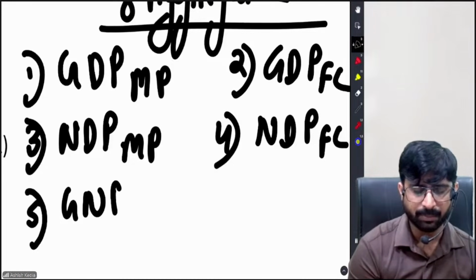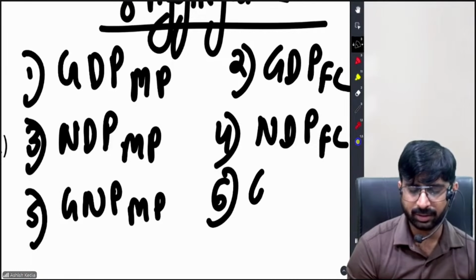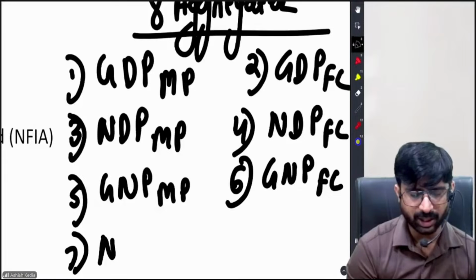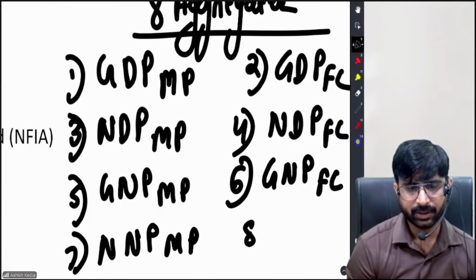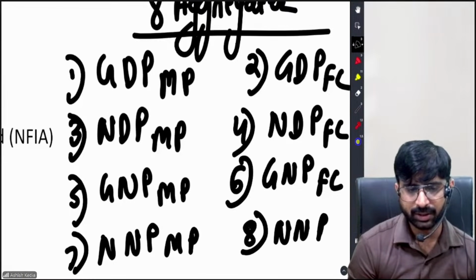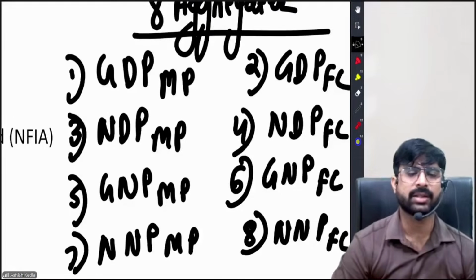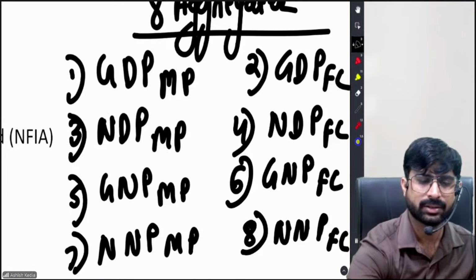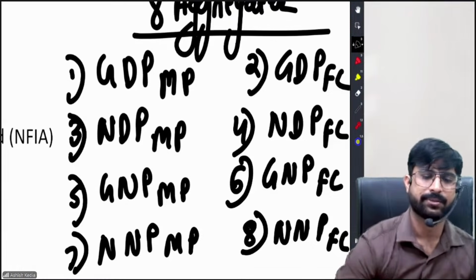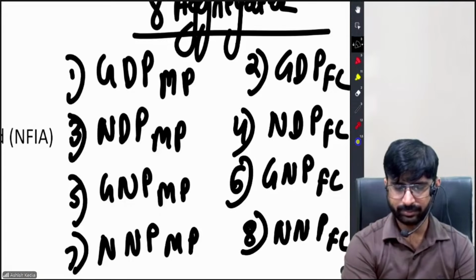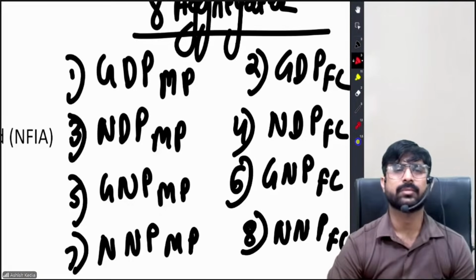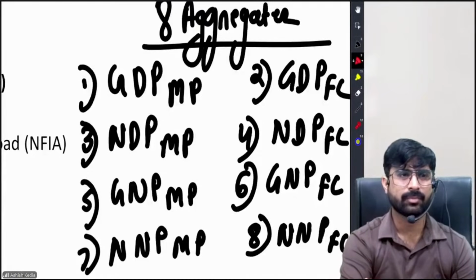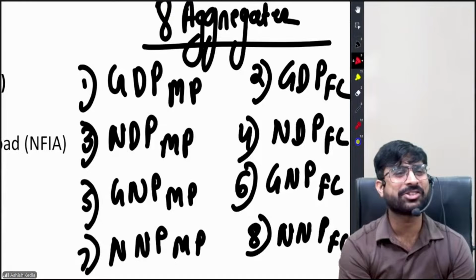Five is GNP at MP. Six is GNP at FC. Seventh is NNP at MP. Eighth is NNP at FC. These are the 8 aggregates of national income.